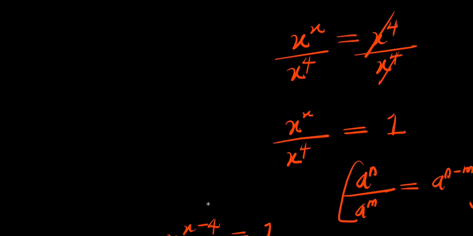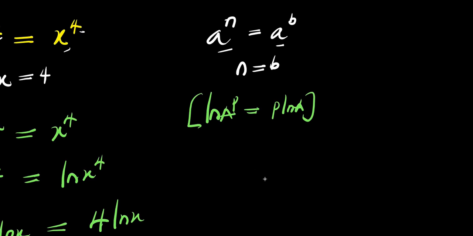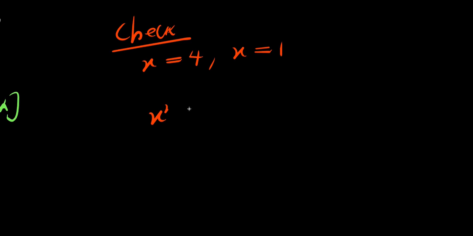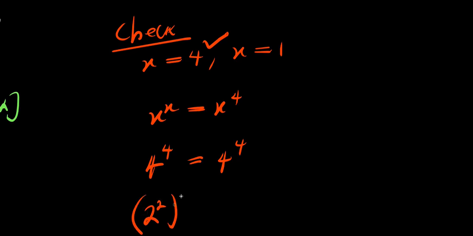So guys, those are the methods that you can actually use to solve this exponential problem. You can as well check for the solutions if you want to check. You have x = 4 and x = 1. You have x^x = x^4. When x equals 4, we have 4^4 equals 4^4. What is the value of 4^4? 4 is a perfect square, which is 2^2, raised to the power of 4.